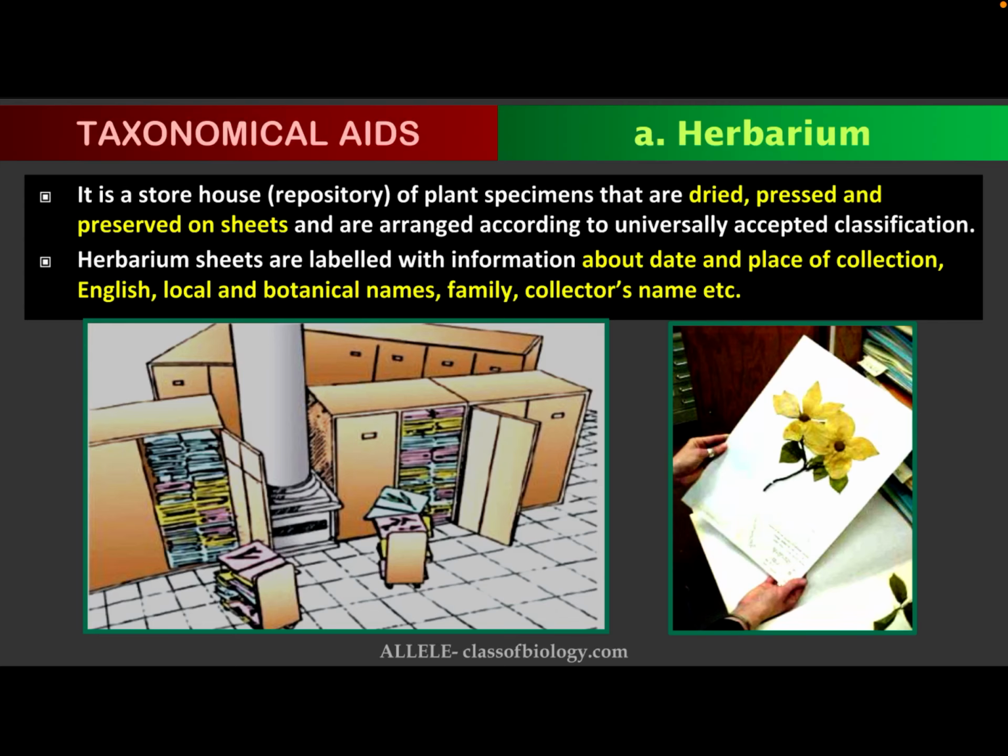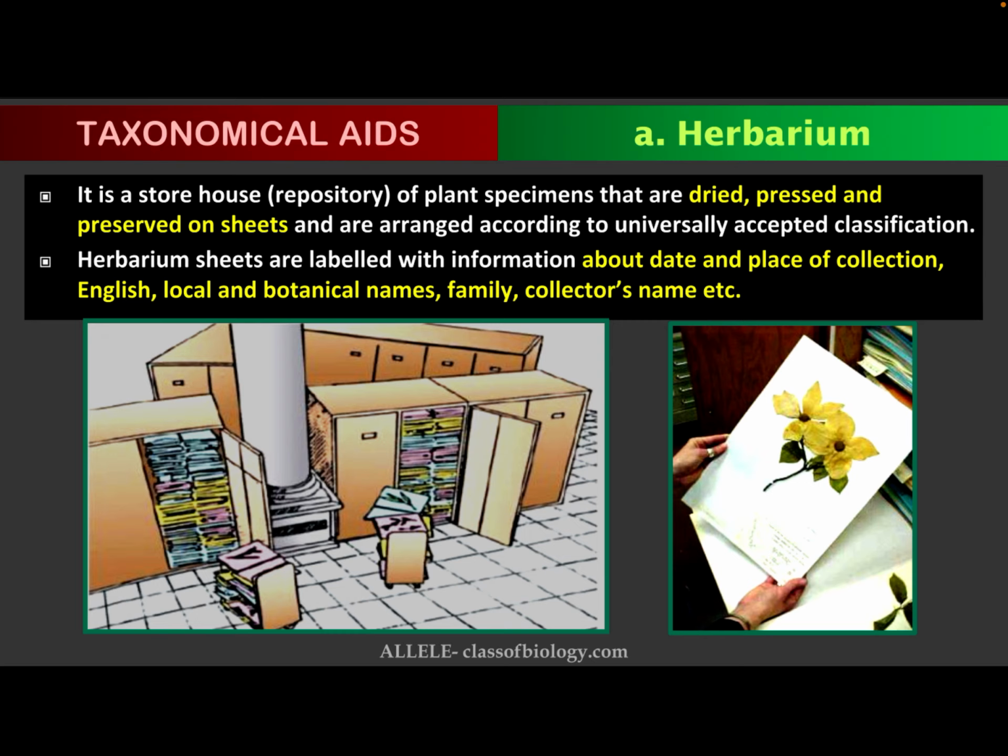Hello friends, today we are going to see about taxonomical aids. With reference to taxonomy, we are now clear with what taxonomy is and what the categories or levels of taxonomy are. Now, if we want to classify the organism or study the classification, that is taxonomy.